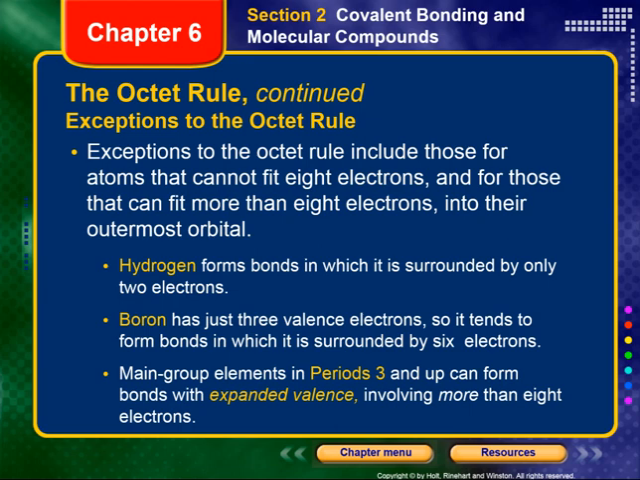Boron has just 3 valence electrons, so it tends to form bonds in which it is surrounded by 6 electrons. So it's bringing 3 to the table. That means that it can form 3 bonds, and 3 bonds is 6 electrons.